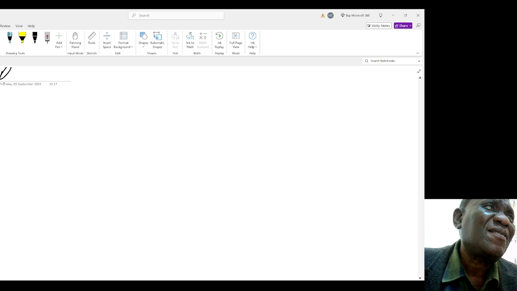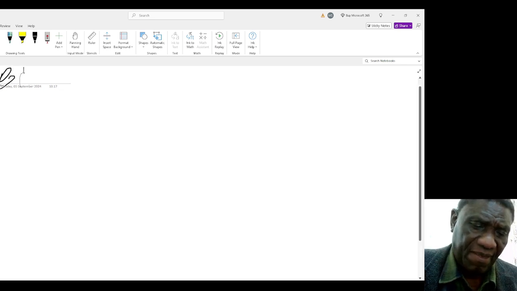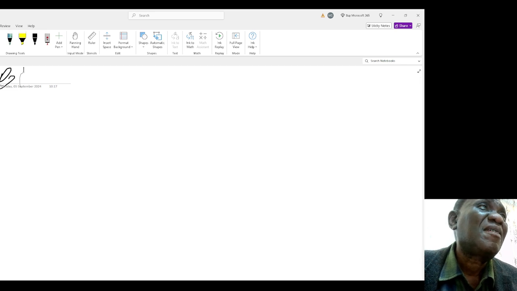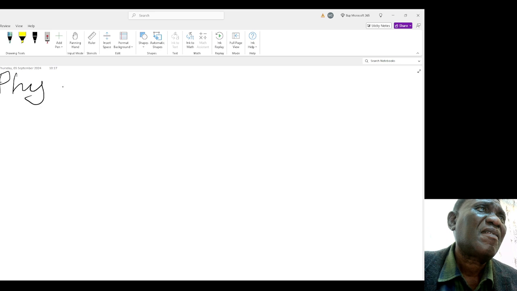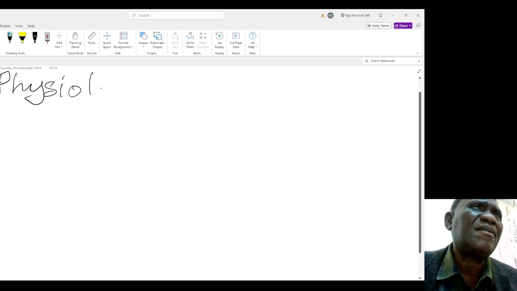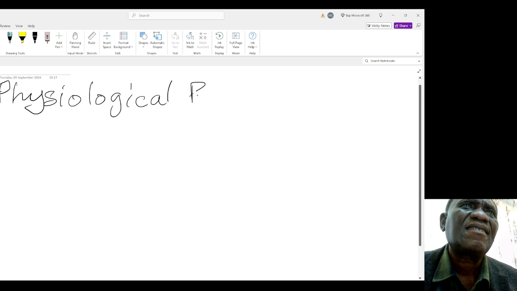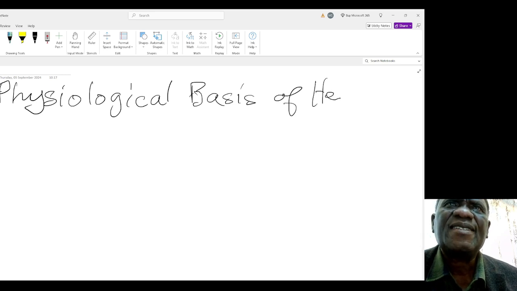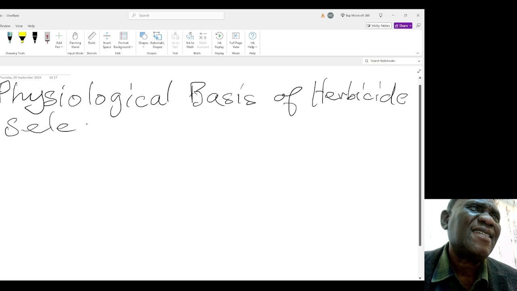So, physiological basis of herbicide selectivity. Herbicide selectivity.